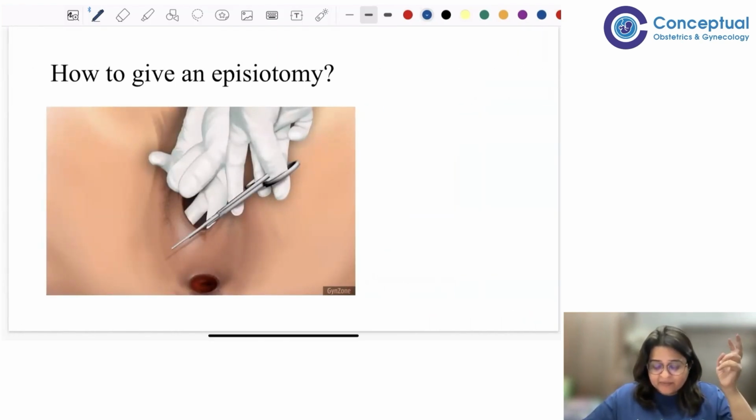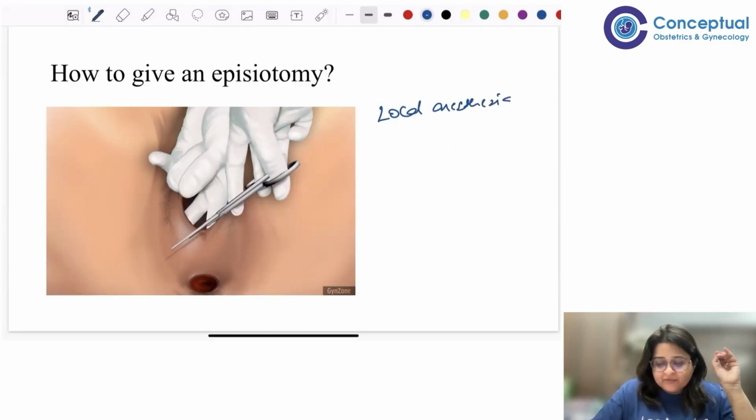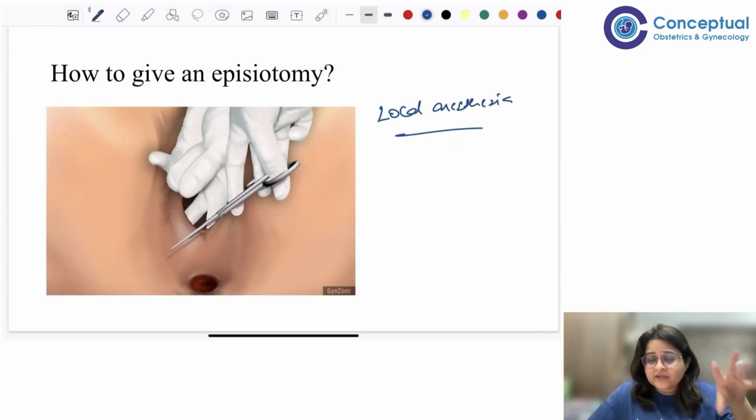The first thing, remember, before giving this cut, always infiltrate local anesthesia. I've had many people telling me, fortunately, wherever I've worked in government or private, we've always given local. I have not seen this practice, but I've heard many places this is done, that the cut is given, and that can happen when the head is suddenly coming out. You may not have time, but please, 99.99% of the times, always give local anesthesia.